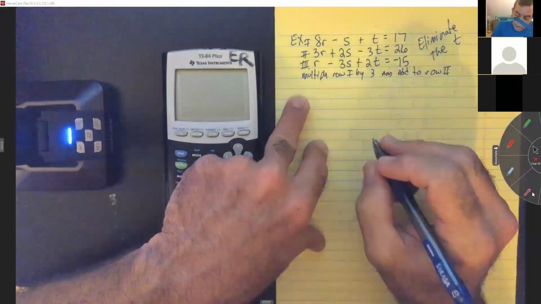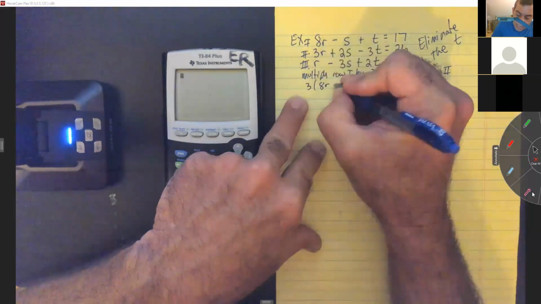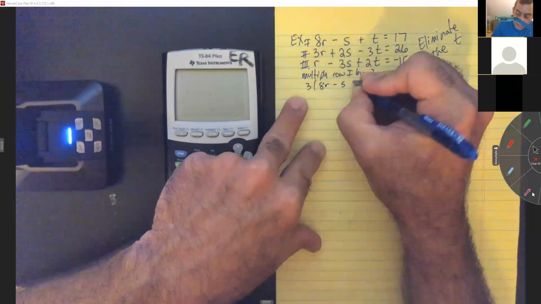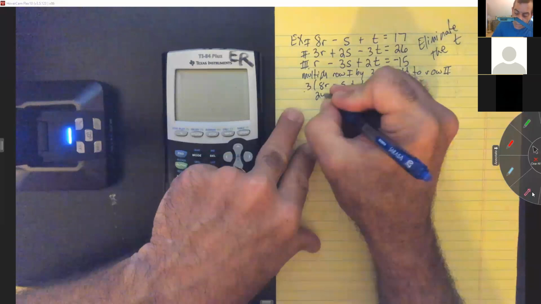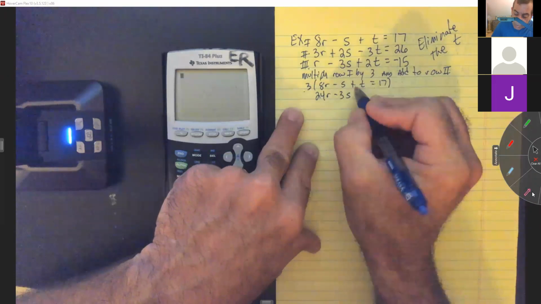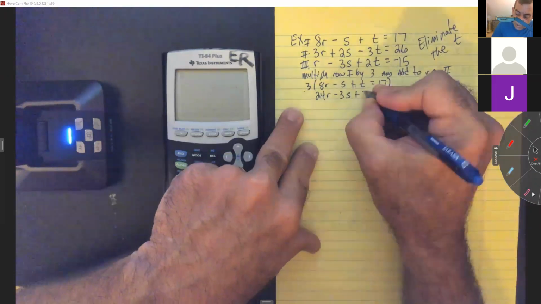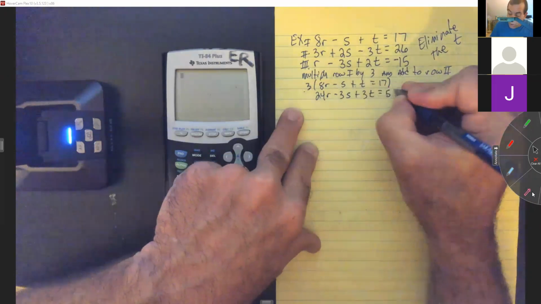So take 3 times row 1, 3 times 8R minus S plus T equals 17. 3 times 8 is 24R. 3 times negative 1S is a negative 3S. 3 times T is a positive 3T. 3 times 17 is 51.